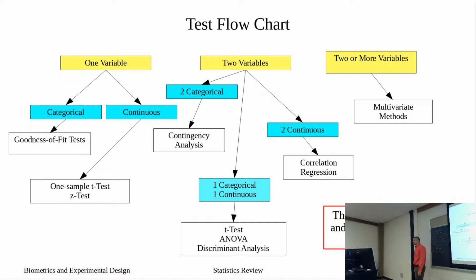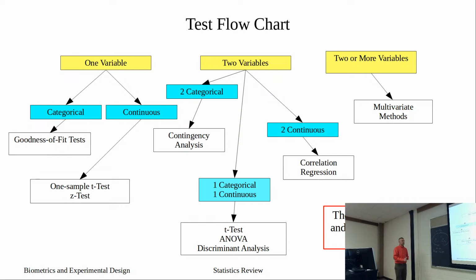What happens if you collected them from different locations, where these shells were collected? What type of variable was that? Categorical. What are our test options? Goodness of fit test. Now, how many goodness of fit tests do we have? We've got several. We'll go over them. But the broad category is a goodness of fit test. Did our locations match some expected frequency, some expected proportion?